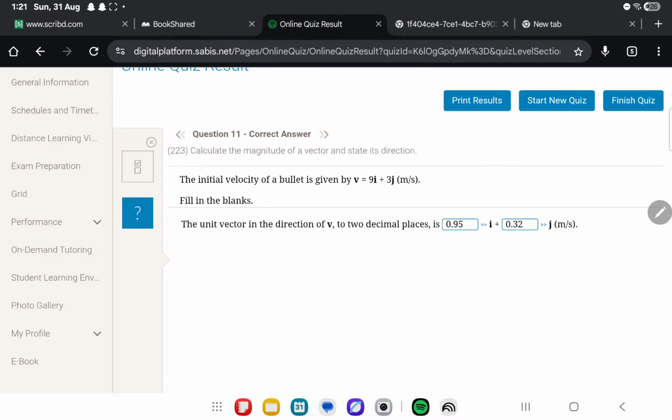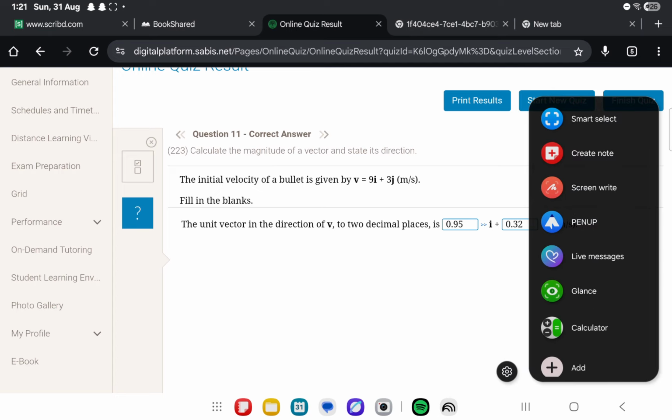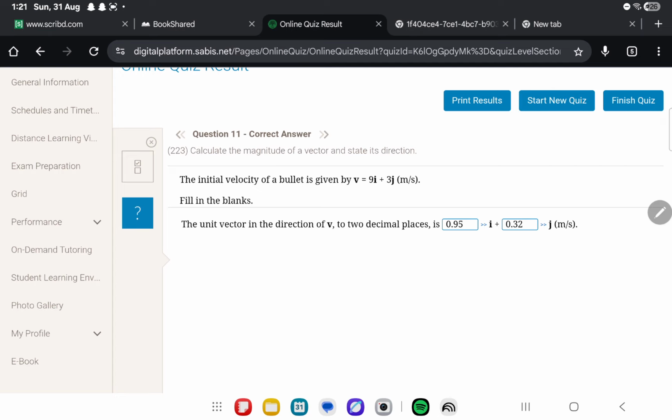The initial velocity of a bullet is given by v equals 9i plus 3j. Find the unit vector in the direction of v. Now, the unit vector, there's a formula for it. So when you see me writing i and j with a hat like this, this means unit vector. So v as a unit vector is going to equal the original vector, the coefficients of v, over the magnitude of v. What do you mean? I'll apply this now. Just wait.